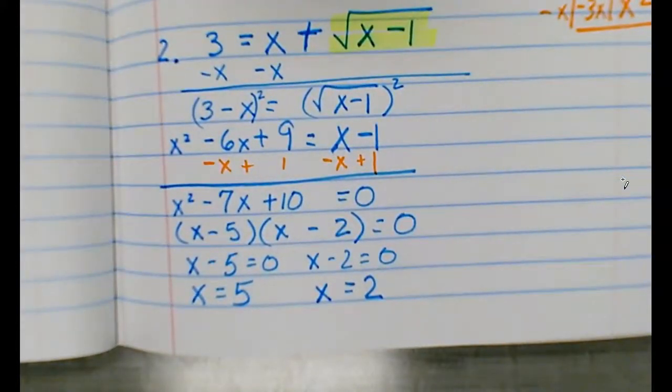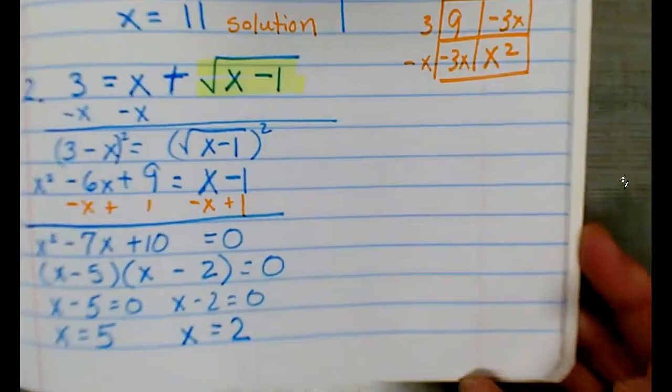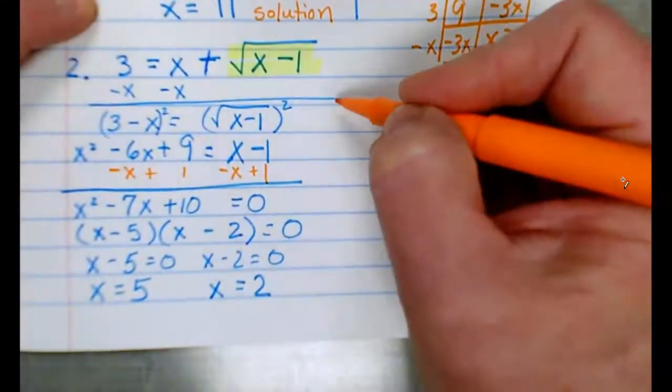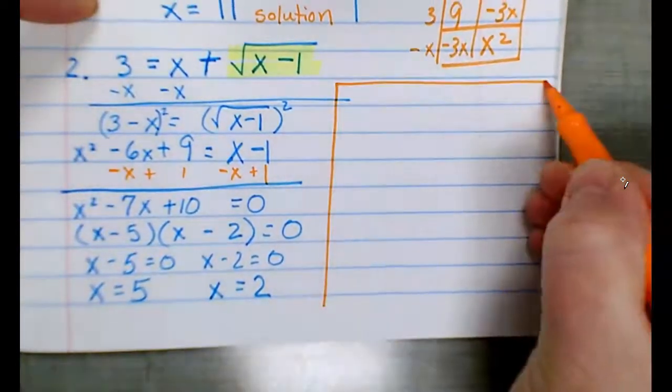We have 2 answers. Guess what that also means? We're going to have 2 checks because we have 2 answers. And so we're going to have to check both answers, because what can happen is one of the answers might be an answer and one of them might be extraneous.